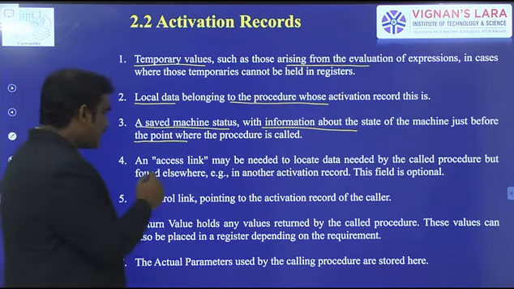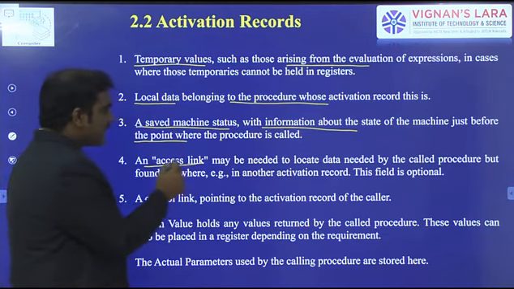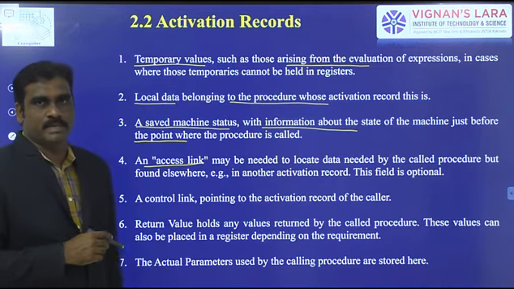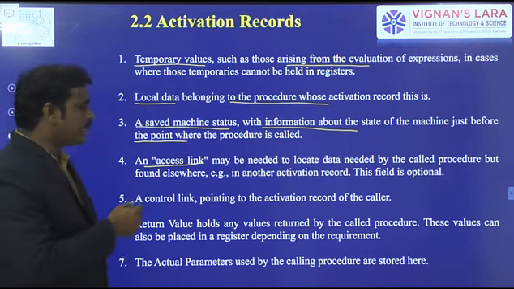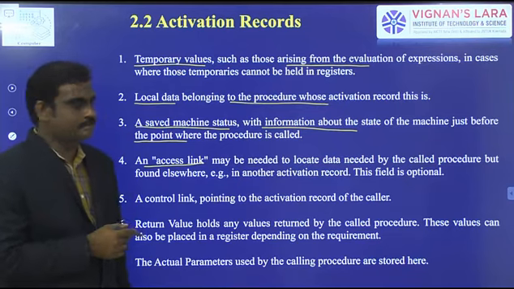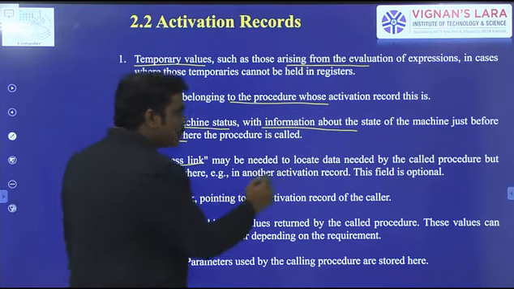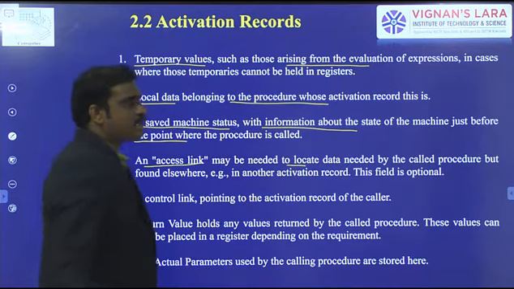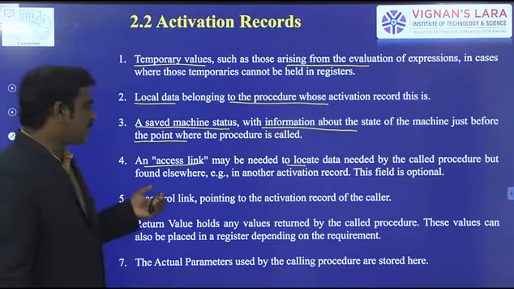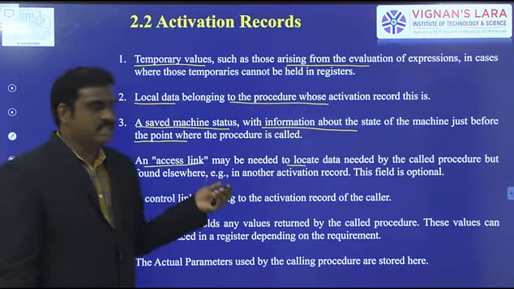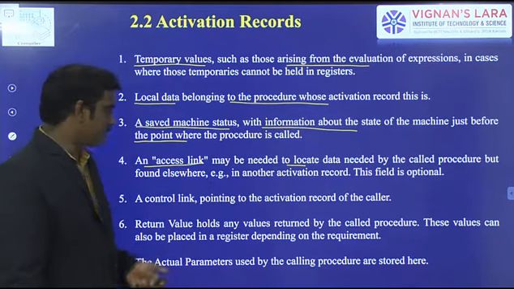And the next one is the access link. It is an optional link, not compulsory. We may or may not use this access link. It is needed to locate data needed by the called procedure but found elsewhere in another activation record. It is an optional field.